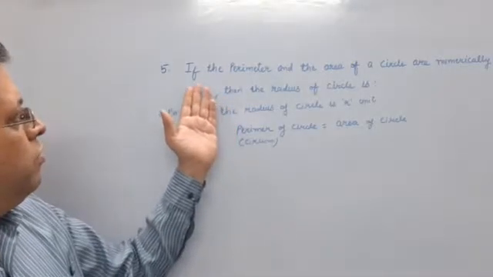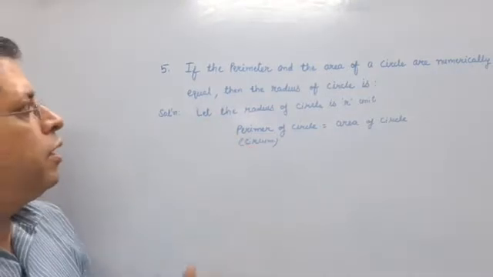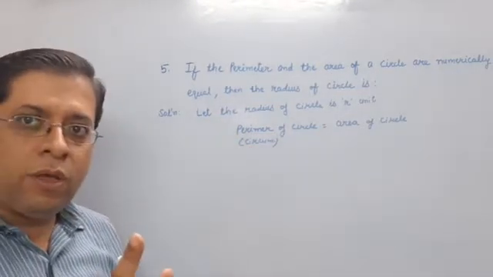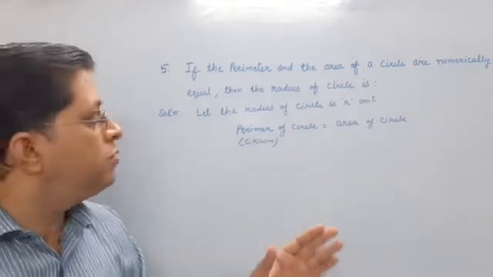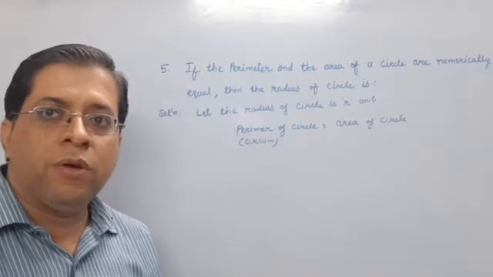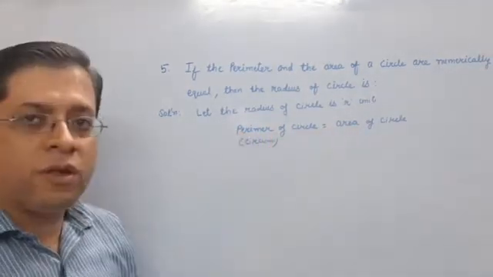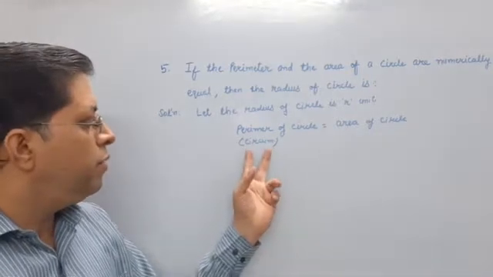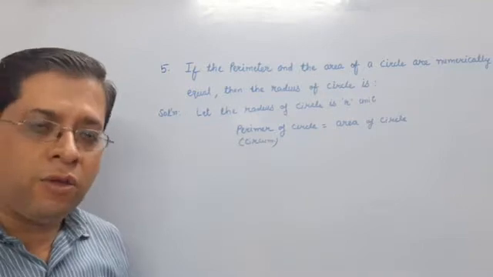Yes, the next question is, if the perimeter and the area of a circle are numerically equal. Okay, for a circle, perimeter means what? It is circumference. Then find the radius of the circle. You have to find the radius. Okay, what is given? The perimeter of a circle is equal to the area of the circle. Perimeter means circumference. Let the radius of the circle be r unit.